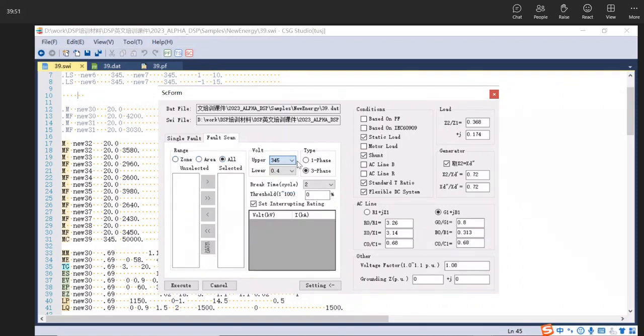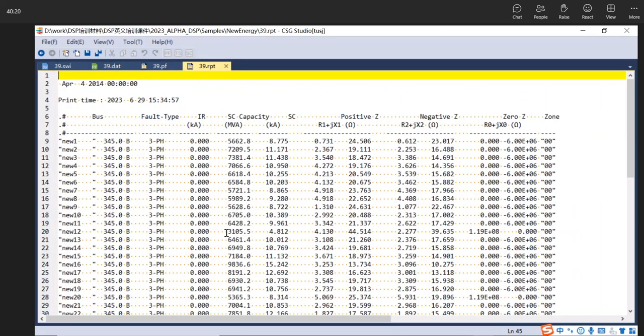Fault scan, you can choose to calculate all the nodes. For example, you can choose the range of the voltage. I only calculate the nodes belonging to the voltage of 345 kilowatt. Then you can see, okay, it is very fast because the calculation principle is quite easy.